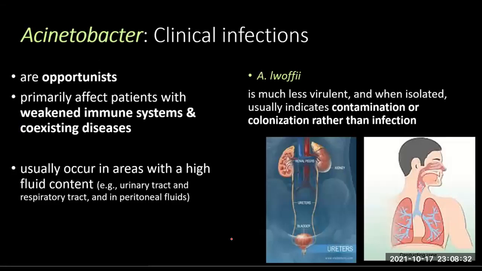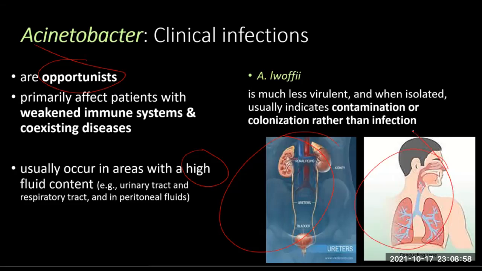We also have the clinical infections caused. These organisms are opportunists. They mainly affect patients with weak immune systems and those with underlying disease conditions or coexisting comorbidities. Usually they occur in areas with high fluid content, so in the urinary tract, the peritoneal fluid, and the respiratory tract. However, this species is much less virulent, and when isolated, it usually signifies contamination or colonization rather than infection.